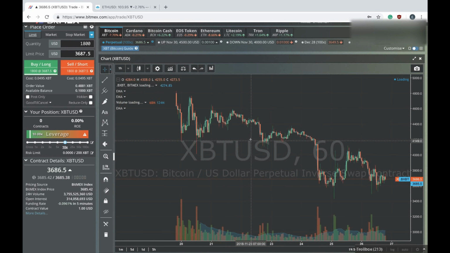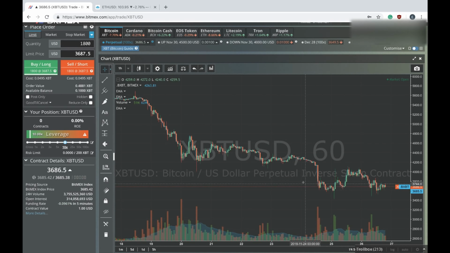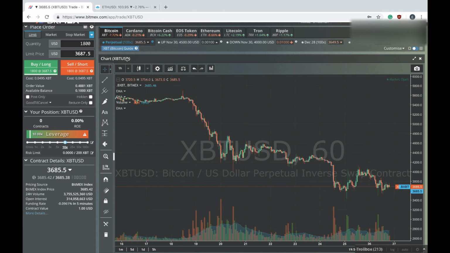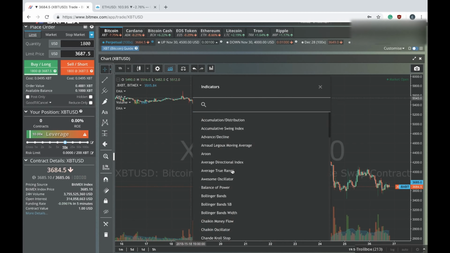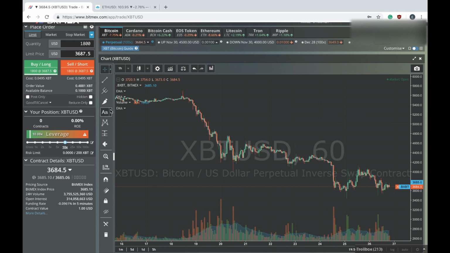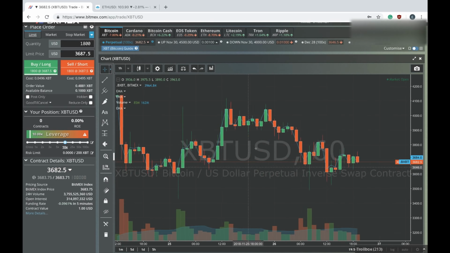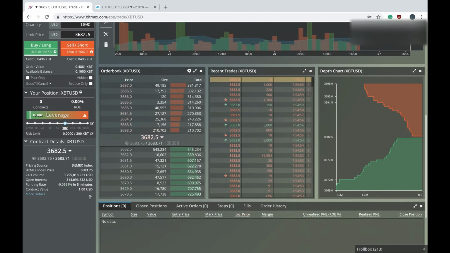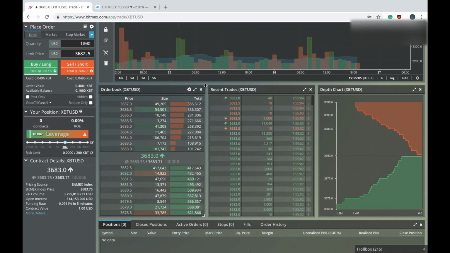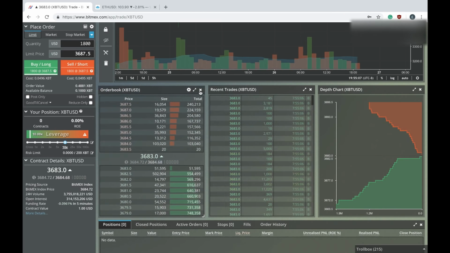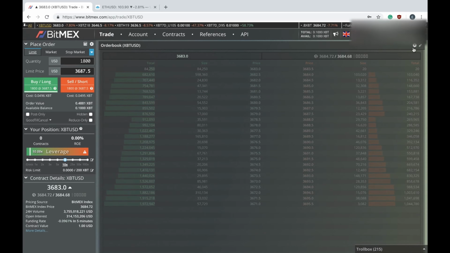But the charts here, as you can probably see, are from TradingView. You can add indicators on it, do whatever you like. You've got all these tools just like on normal TradingView, so that's pretty convenient. You can actually customize what is shown here and how big it is. Like if I want this to be smaller, oh, that's not it. If I want it to be bigger, I can do that.